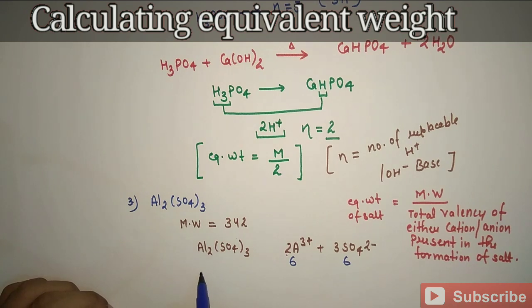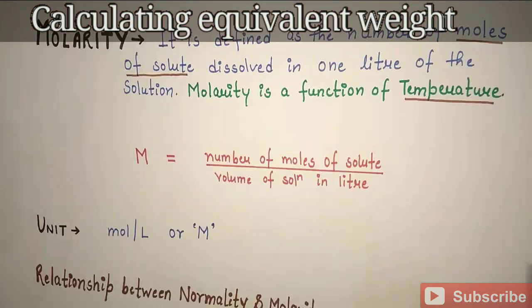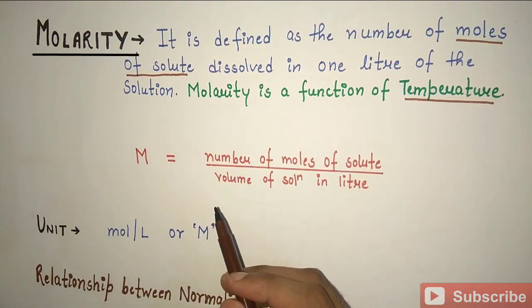So its equivalent weight will become the molecular weight, that is 342, divided by the equivalence factor, which is 6. So it comes out to be 57. This is the equivalent weight for Al2(SO4)3. Now let's see what is molarity.